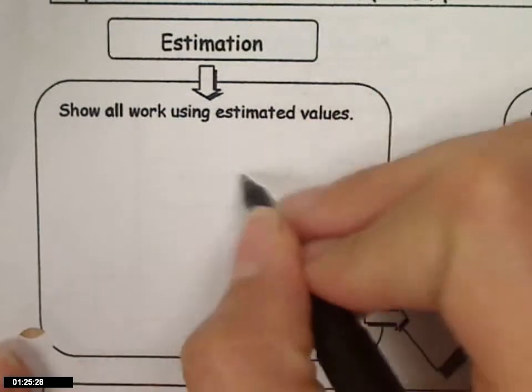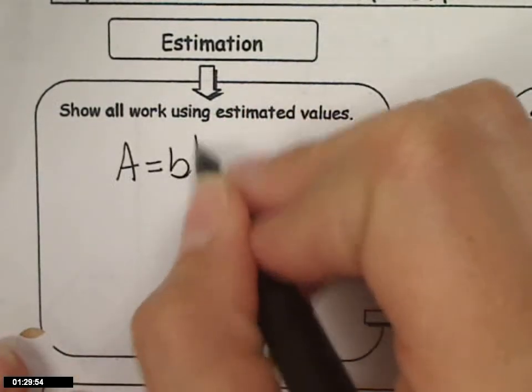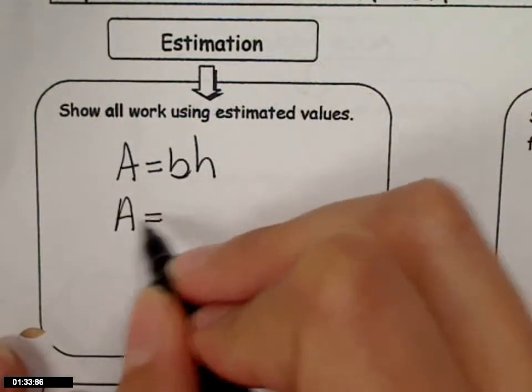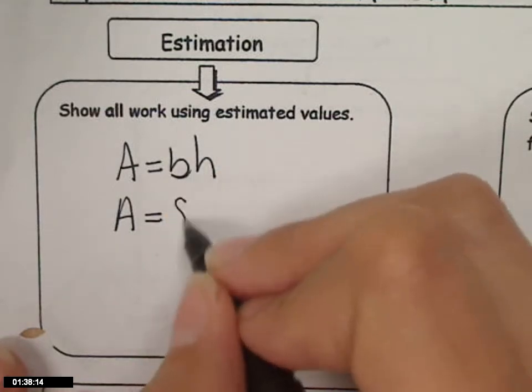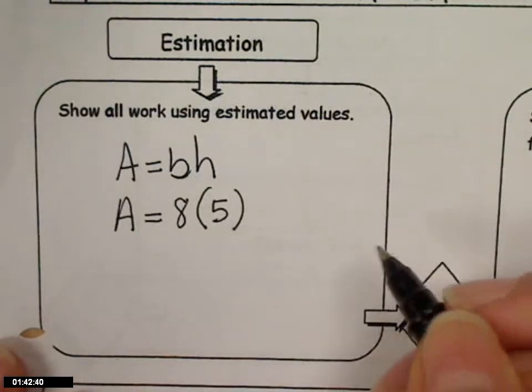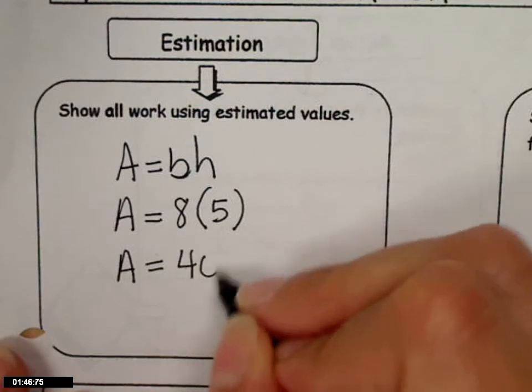So, what do I write here? First thing I do? Good, the formula. A equals base times height. I don't have an answer for A yet, so I rewrite it. My base is 8, and I'm multiplying that by my height, which I'm rounding to 5. 8 times 5 I can do in my head, and that's 40.